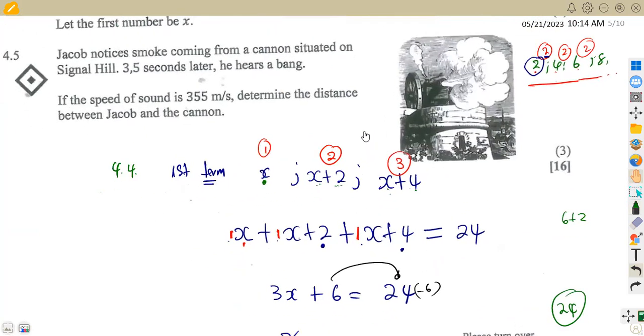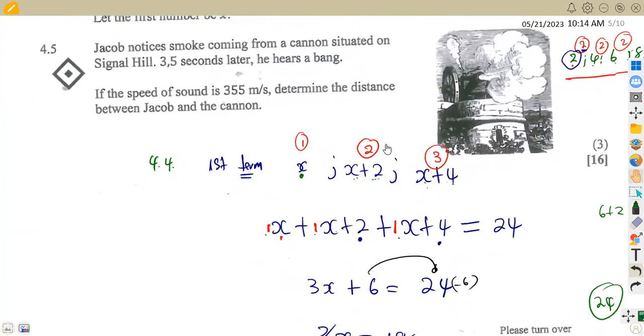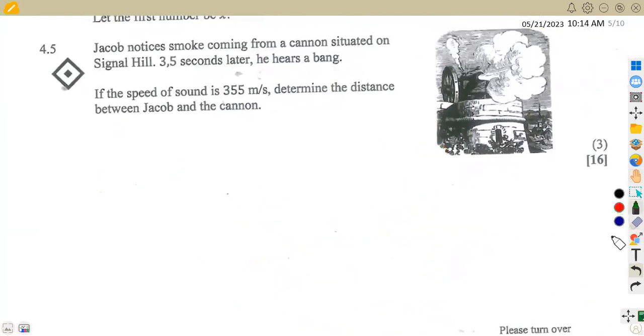All right, on question 4.5, we are now given a condition that Jacob notices smoke coming from a canon situated on Signal Hill. 3.5 seconds later, he hears a bang. So this is what happened. If the speed of sound is 355 meters per second, determine the distance between Jacob and the canon.